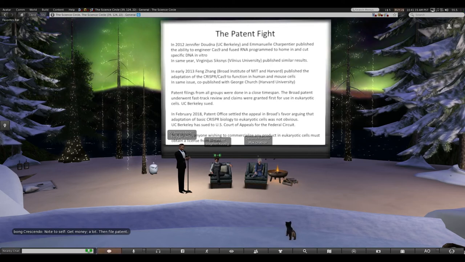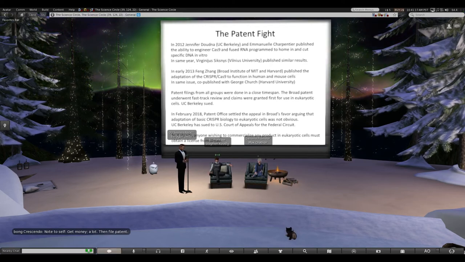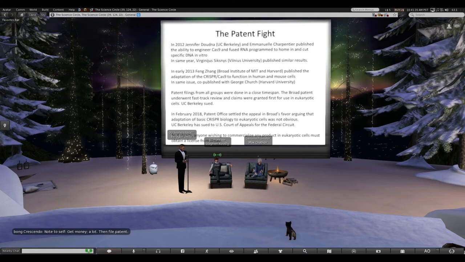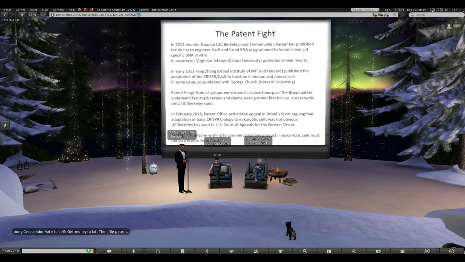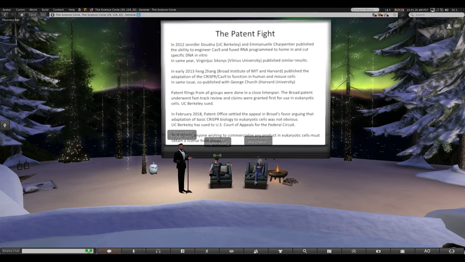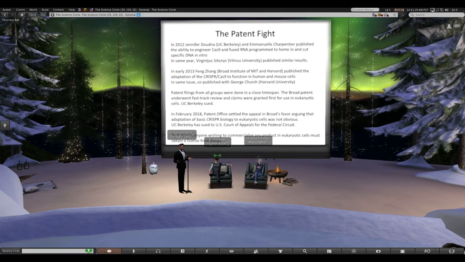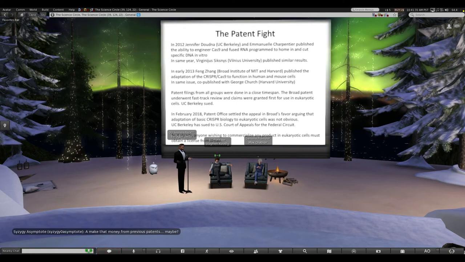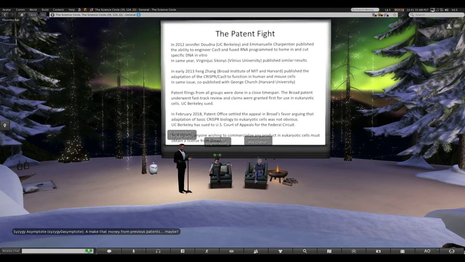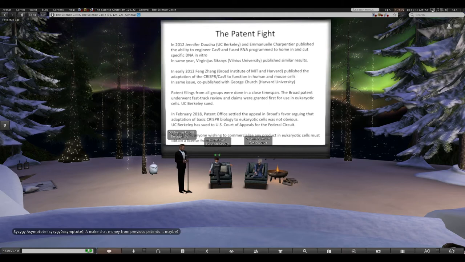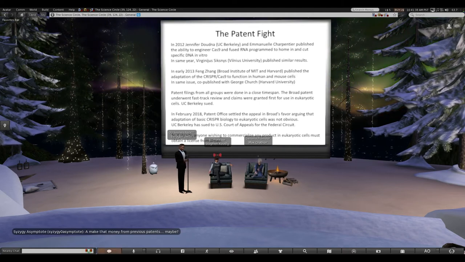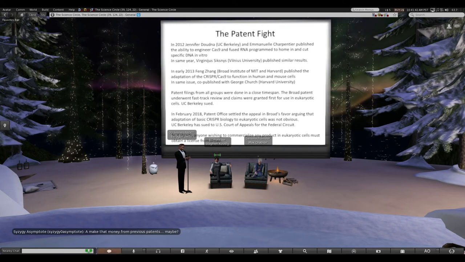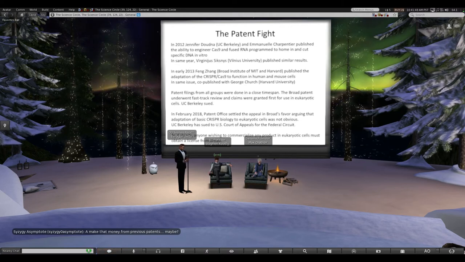Again, there's still another round of appeals to the U.S. Supreme Court, but most people don't think UC Berkeley will prevail. It's possible. So right now, as it stands, if you were going to commercialize anything that had to do with being edited by CRISPR-Cas9, you need a license from Broad. And that's basically the way it stands right now. It's possible that the Doudna group will also have their claims granted, and that anybody wanting to do any editing and commercialize it in eukaryotic cells will need a license from both UC Berkeley as well as Broad.